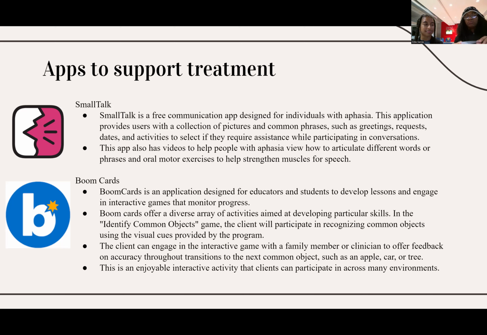Let's say this is what's going to be shown on the screen. The client will say, oh, it's colorful, just practicing describing the object. So when we come to therapy, they know what we're looking for. You're just trying to find ways to describe the object. The client can engage in an interactive game with a family member. They could do it at home. They don't always have to be with the clinician.